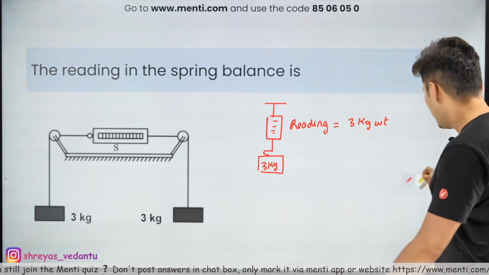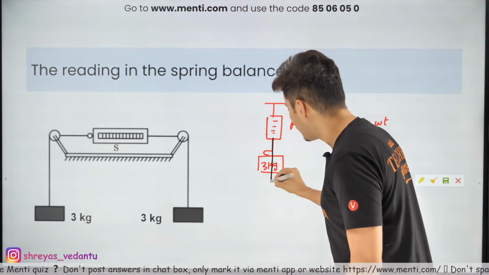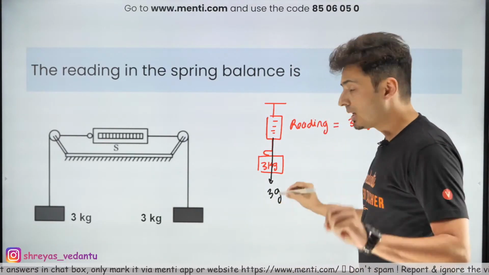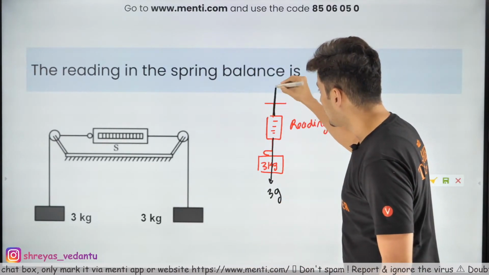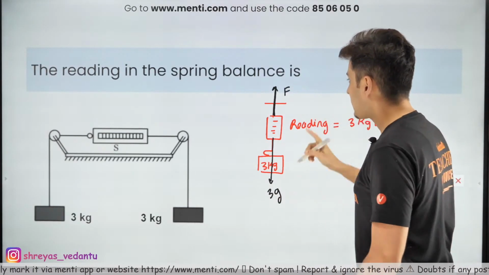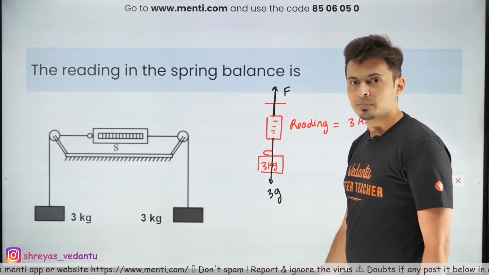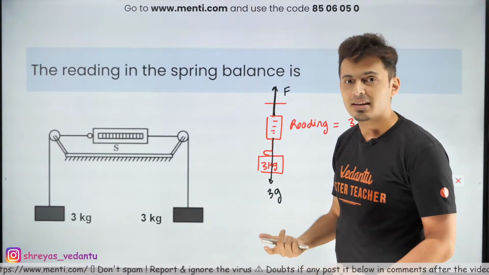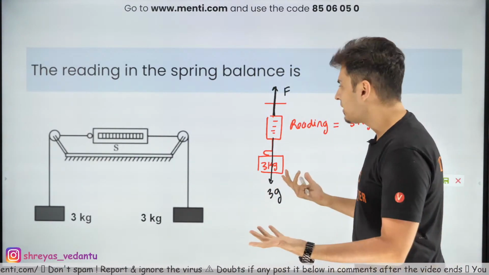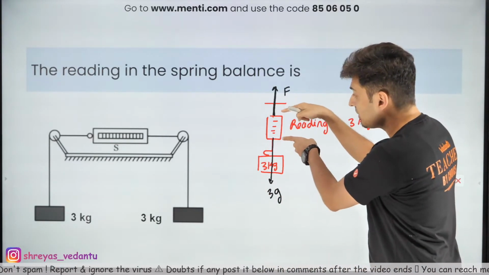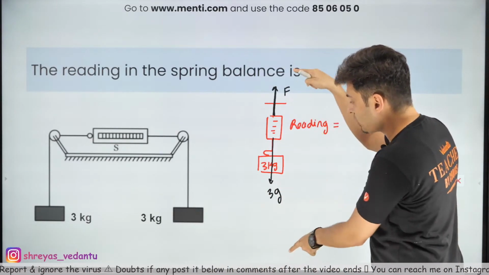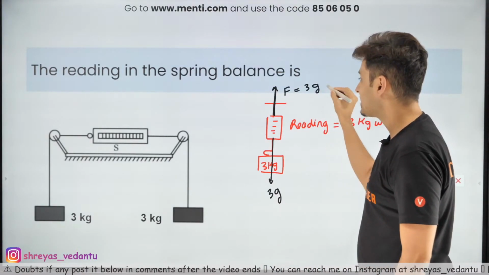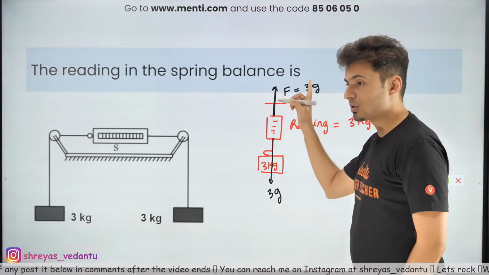Cool. Now tell me one thing. On the spring balance, there is a force acting downwards of 3g, correct? Also, simultaneously, the roof is exerting a force. How much force will the roof exert? The roof is pulling that spring balance upwards, right? Obviously, not zero. To keep the spring balance at rest, net force should be 0. So if it is getting 3g from below, this force should also be 3g.